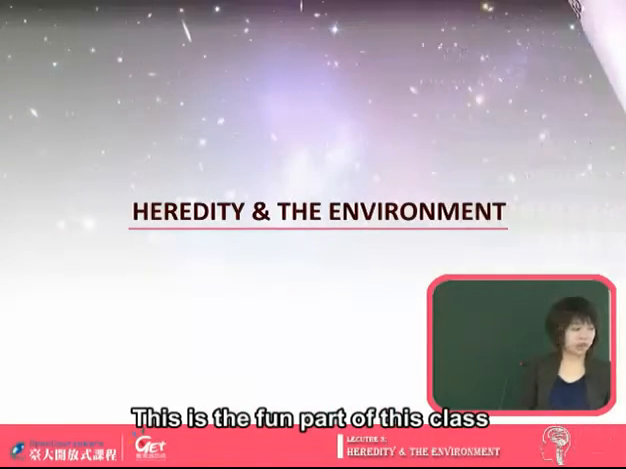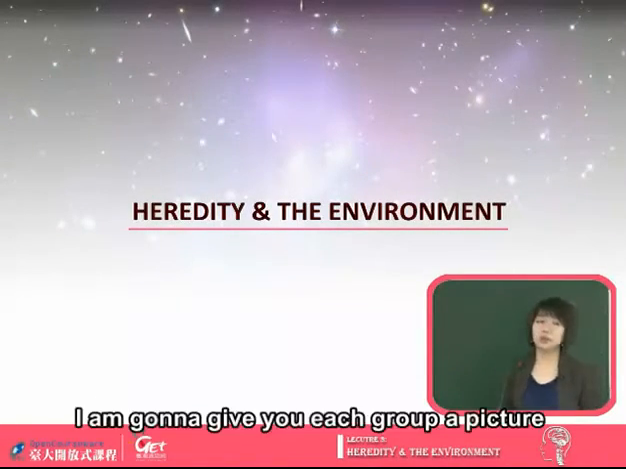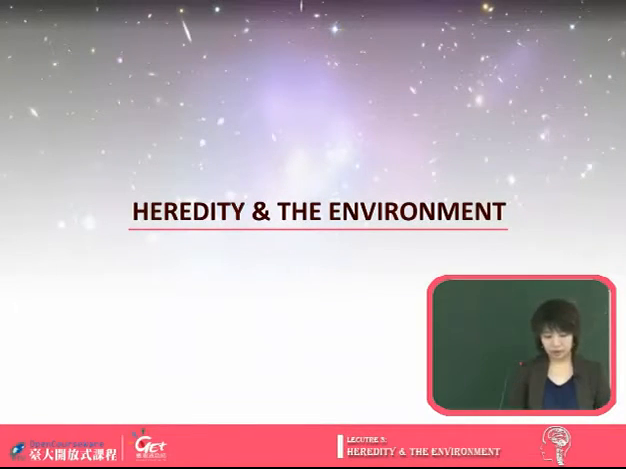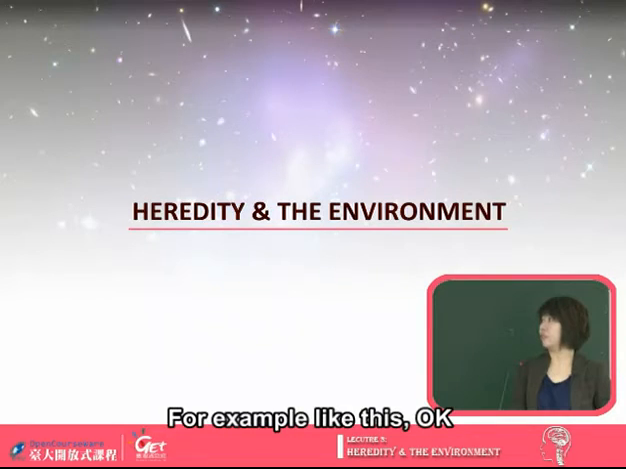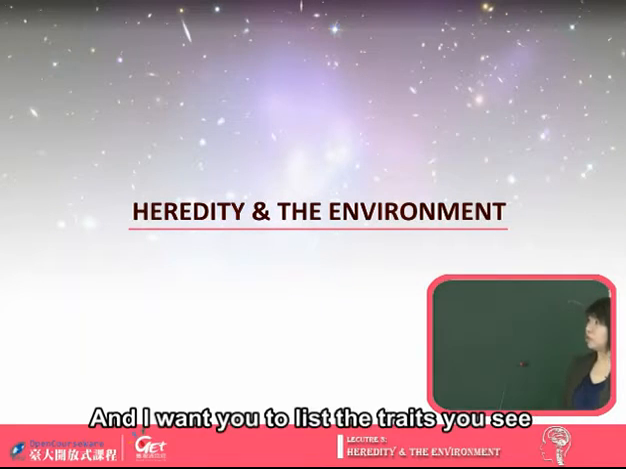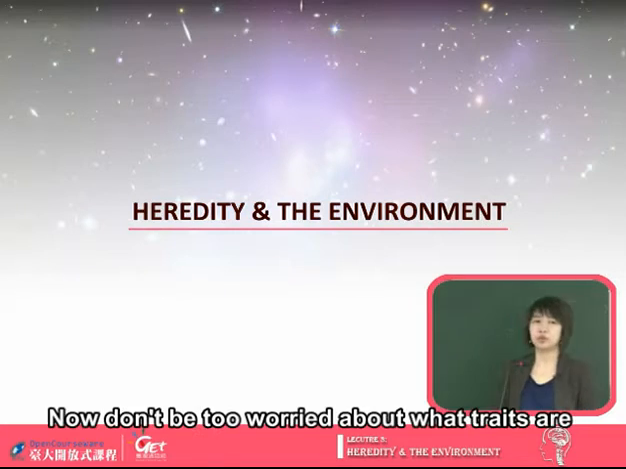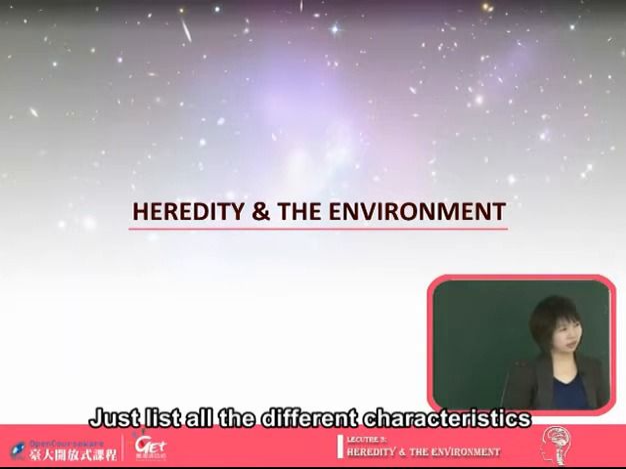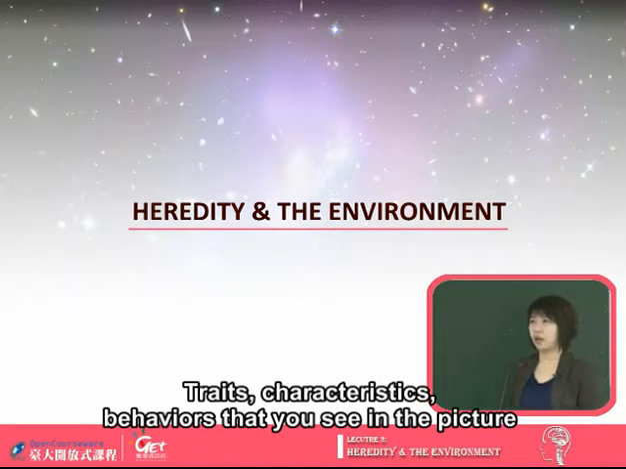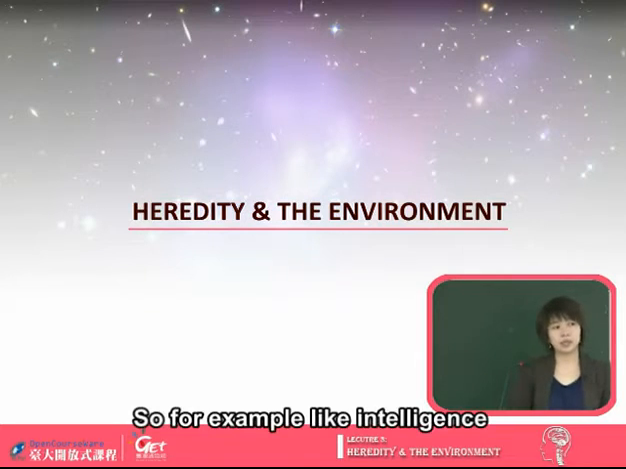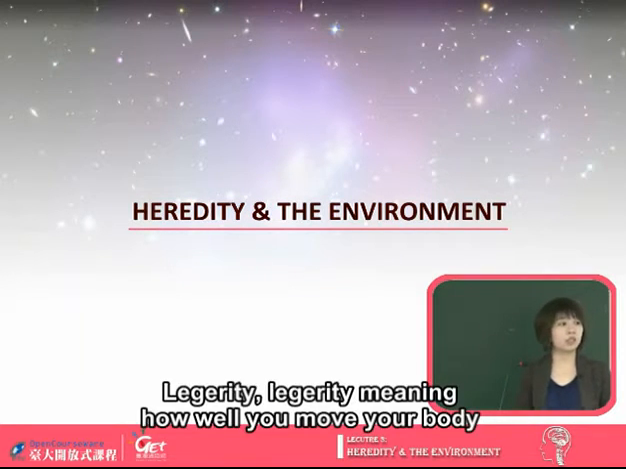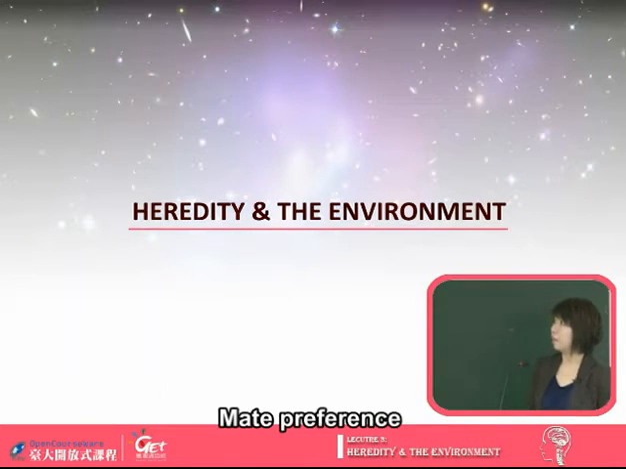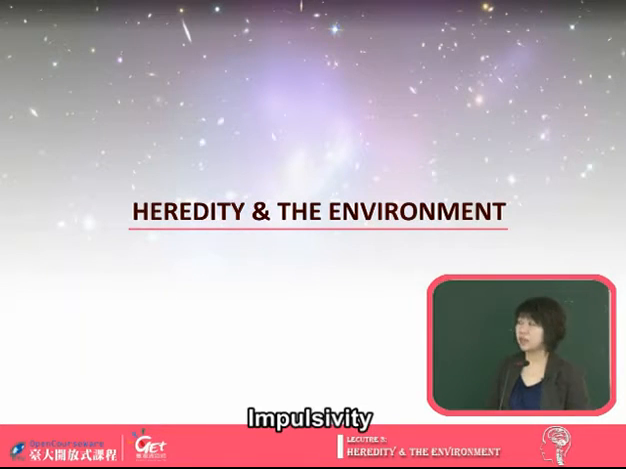This is the fun part of this class. I'm going to give you each group a picture, for example, like this. Okay? And I want you to list the traits you see. Now, don't be too worried about what traits are. Just list all the different characteristics, traits, behaviors that you see in the picture. So, for example, like intelligence, agility meaning how well you move your body, mate preference, impulsivity.